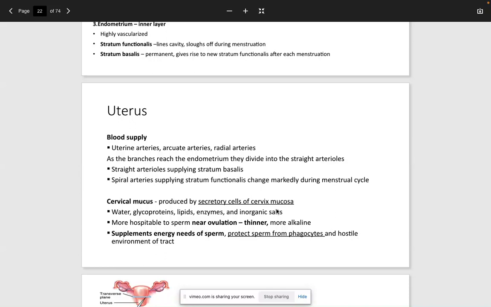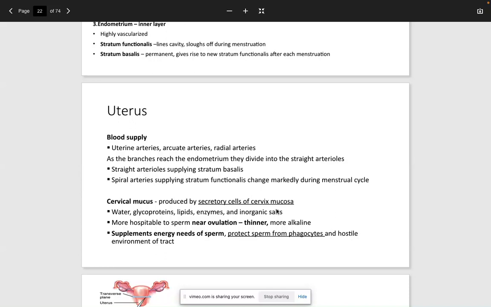And again, if you guys remember, the stratum basalis is just this permanent layer that gives rise to the stratum functionalis as the stratum functionalis sloughs off during each menstrual cycle. The spiral arteries supply the stratum functionalis. And again, these will change markedly during the menstrual cycle.